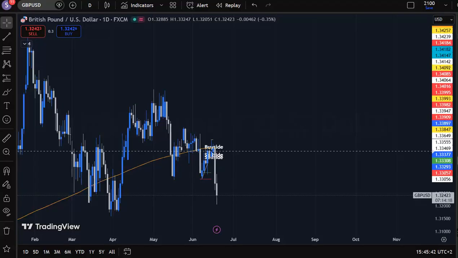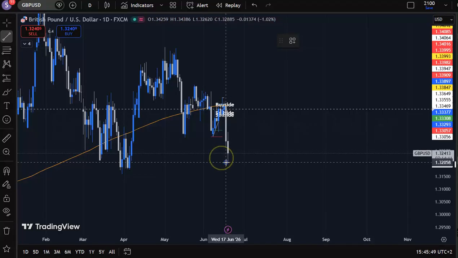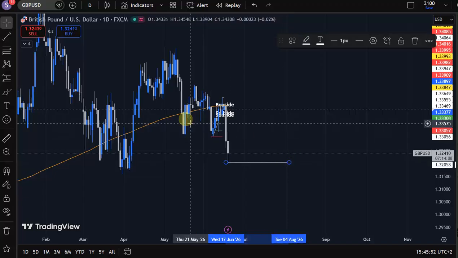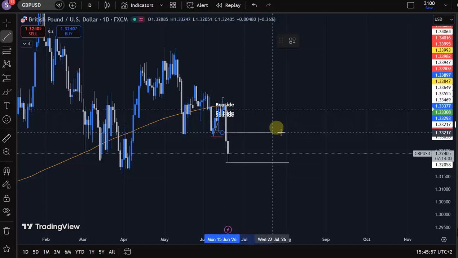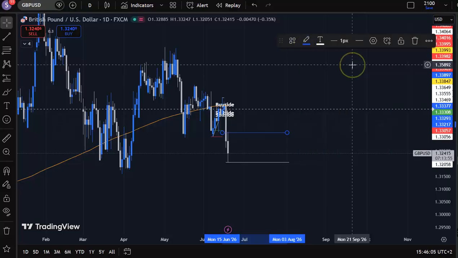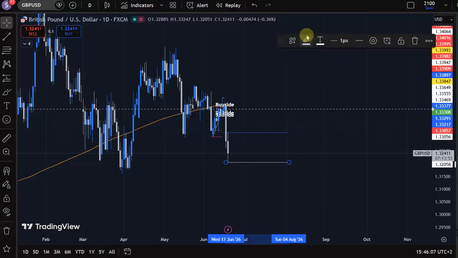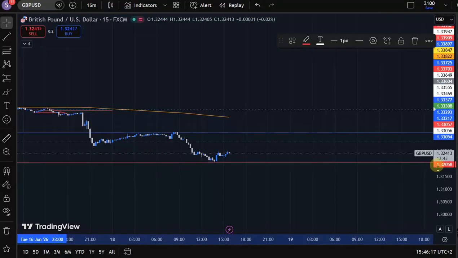Let me check because there's nothing here. Yeah, there's nothing. I just mark the low of the day before I go to the smaller time frame. The low of today and the high of today, and then do this in different colors, so blue and red, and then we go to the smaller time frame to do our daily job right now.